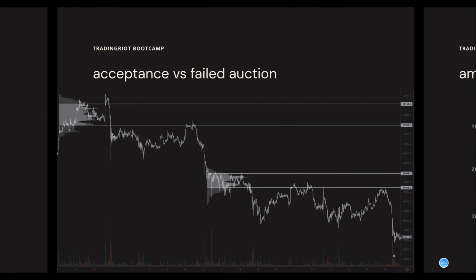As you can see, we break outside the value, we gain acceptance, the market then pulls back into it, tries to accept here, makes this kind of a failed swing at these highs and continues lower, forming a new value. But once again, once we break outside of it and form the acceptance, it acts as resistance.